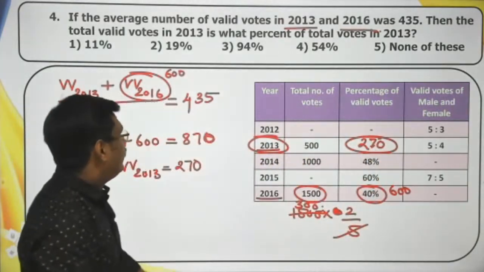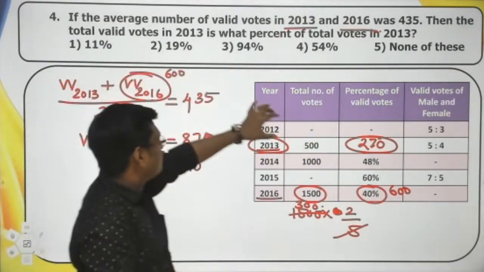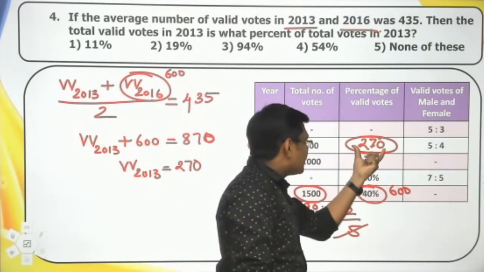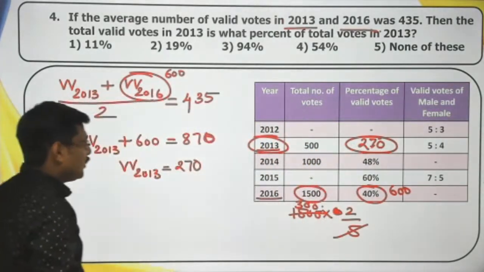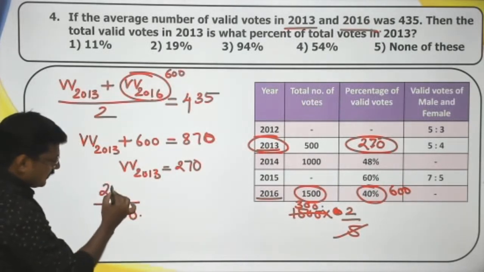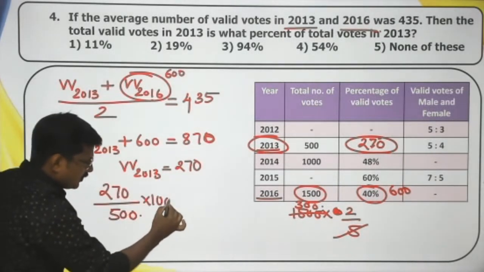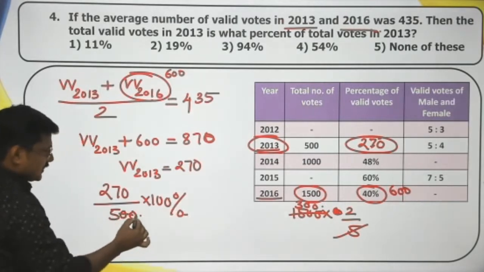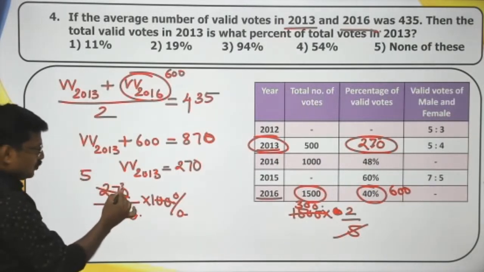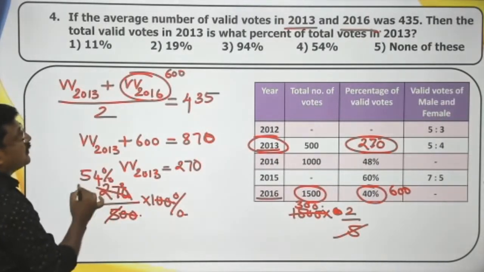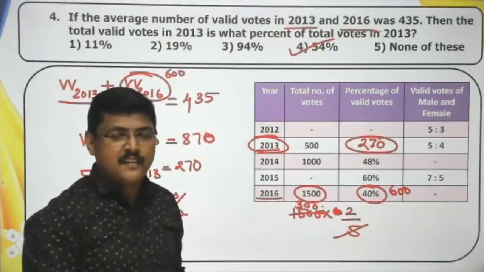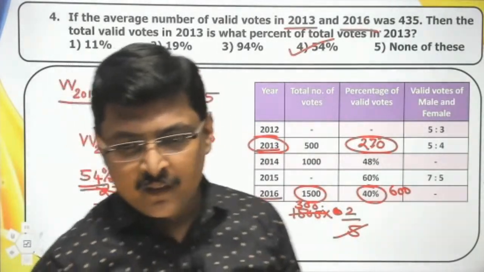Next, what we need to do is find what percent the total valid vote in 2013 is of the total votes. So this 270 is what percentage of 500 is what we need to find. With respect to total 500, this 270 is what percentage? Cancelling this, we know that 5 times 25, then 2 4 times. So for this question, 54% is the answer. The answer is option number 4, 54%. Yes, all answered it correctly.